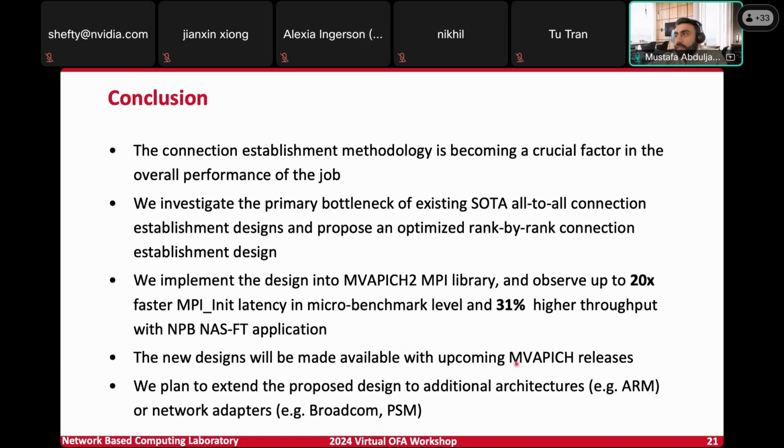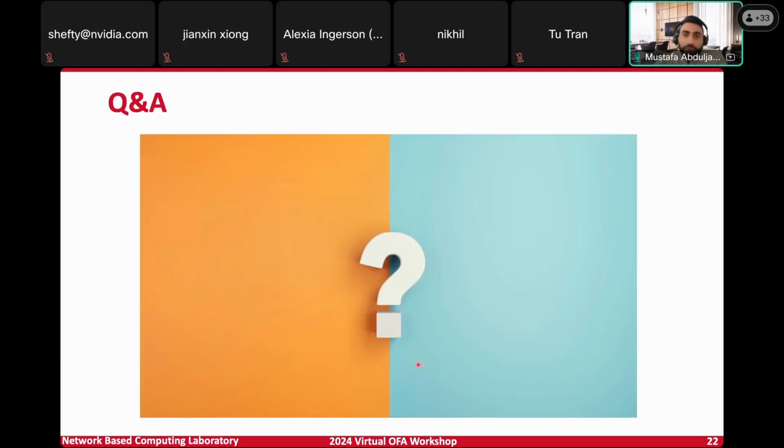And we plan to extend the design to support additional architectures such as ARM and more network adapters such as the Broadcom RoCE that I covered. And actually, we're testing that design on Broadcom RoCE nowadays, as well as PSM. And with that, I would conclude my talk, and I'm happy to take any questions.